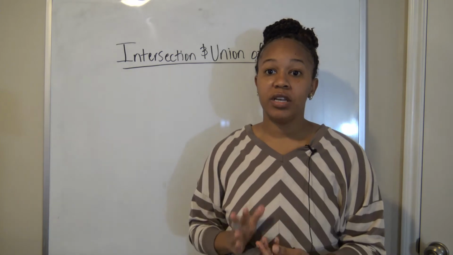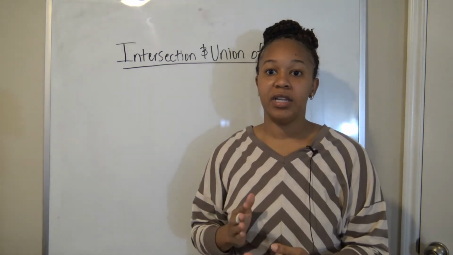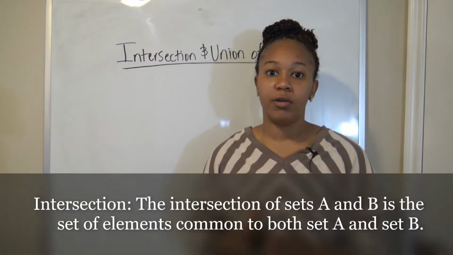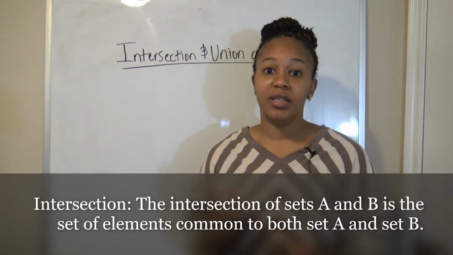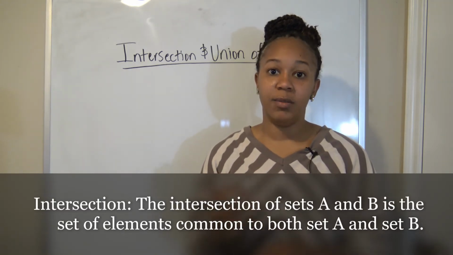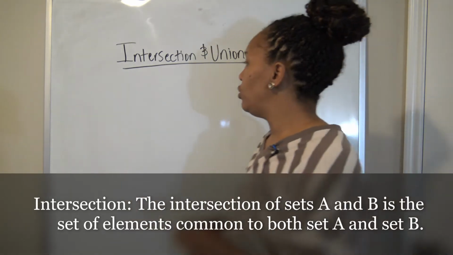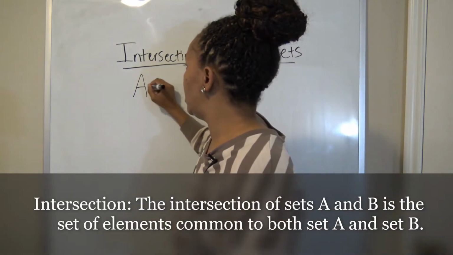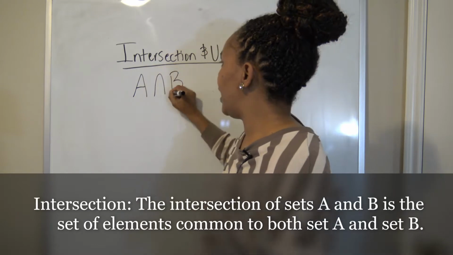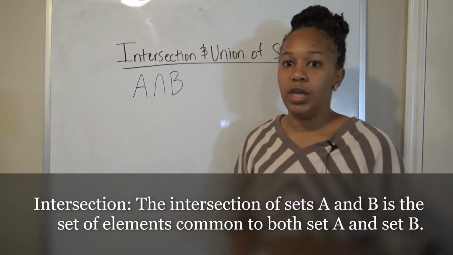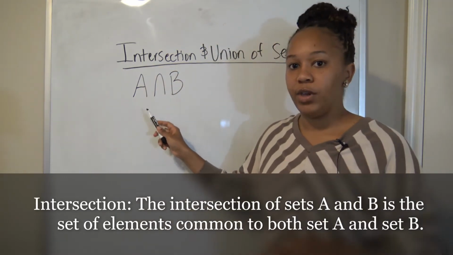The intersection of sets A and B is the set of all elements that are common to both sets A and B. So that means these are the elements that are contained in both A and contained in both B. And we use the notation, it looks like an upside down U, to represent intersection. So this is the notation for intersection.